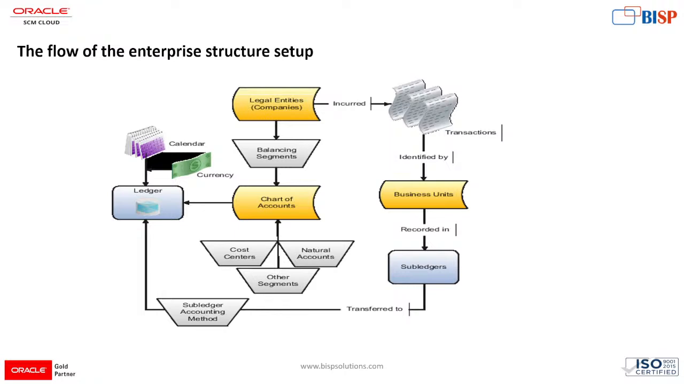Sequences are created for the legal entity or ledger based on the predefined country default. The document sequences are created for payables invoices, payments, receivables invoices, receivable credit memos, and receivables adjustment activities. Reporting and accounting journal sequences are created for subledger journals and general ledger journals. So let's move to the next slide.